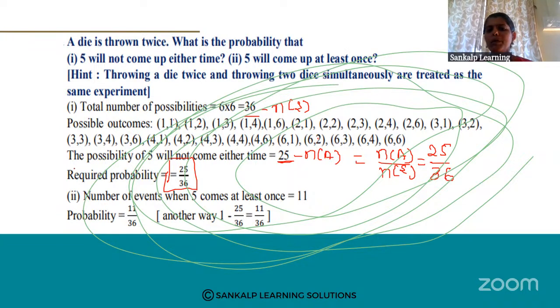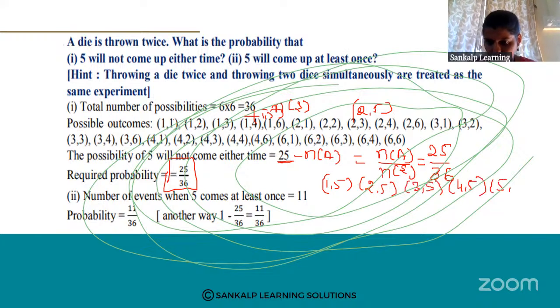Now, 5 will come up at least once. 5 will come up at least once means the probability that 5 comes at least one time. Number of events when 5 comes at least once, that is, see, 1 5. We can do this also. Here 1 5 comes, 2 5 comes, 3 5, 4 5, 6 5, 5 5. So we can do it that way. Here something was left out, we had not written it. So 3 5, 4 5, 5 5, 6 5.